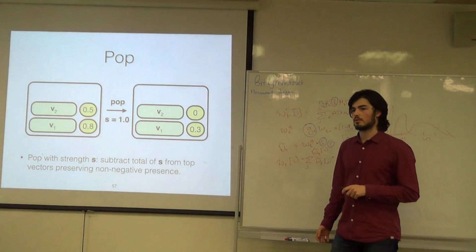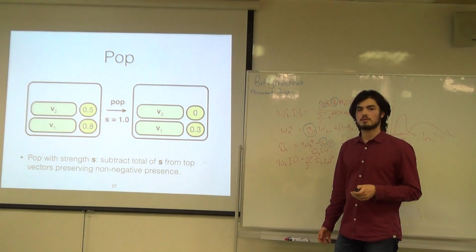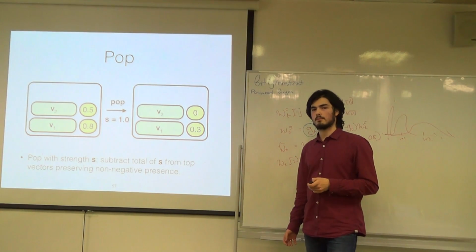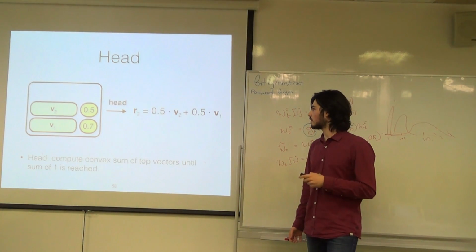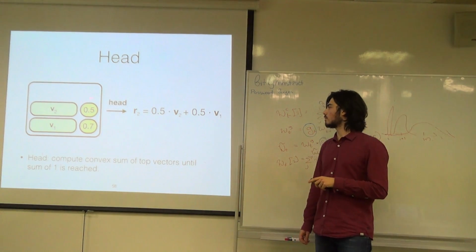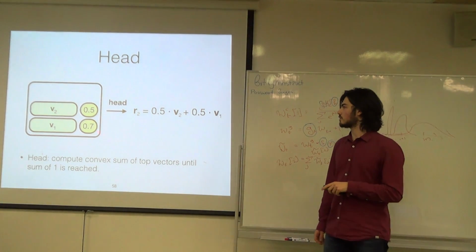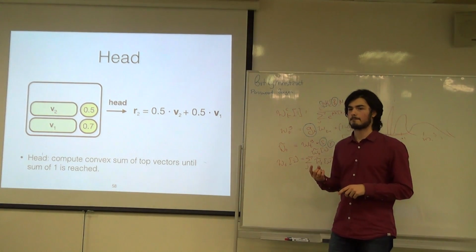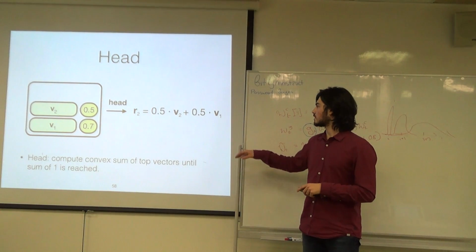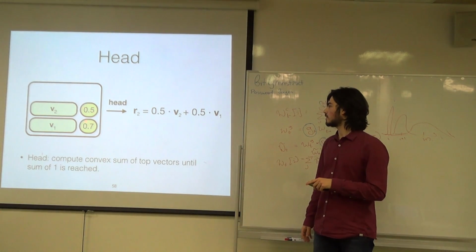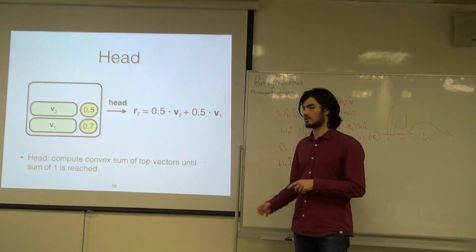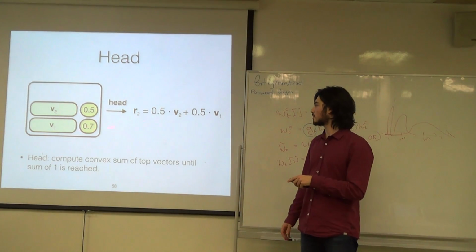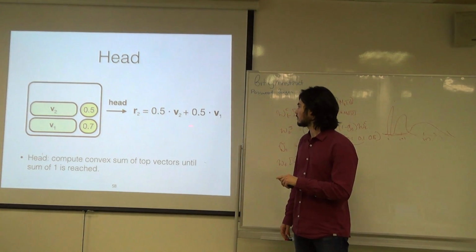Okay, and the head operation is made in a similar way. So you just go from the head to the bottom until you reach the total sum of 1. And then you compute the weighted average. So for example, 0.5 from here, and all we have left is 0.5. You take it from this one, and so this is the formula.